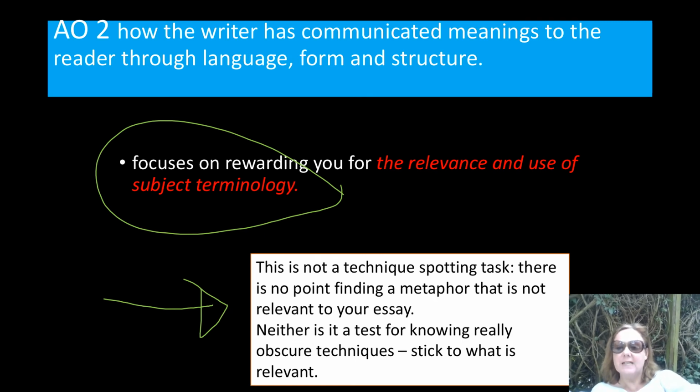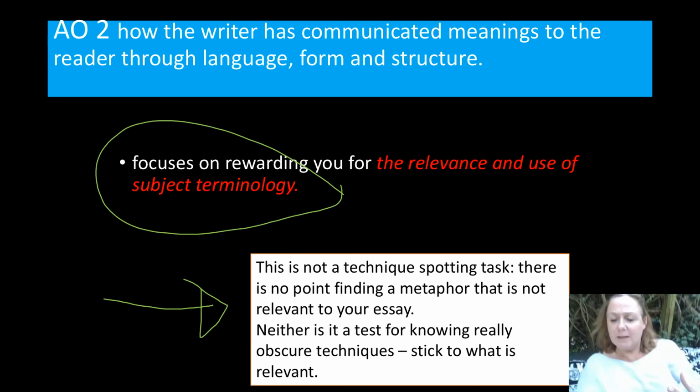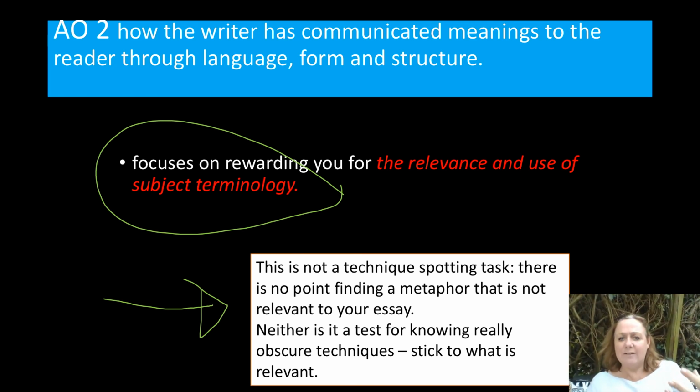So it's not a test for knowing really weird things or whether you can pick out the iambic pentameter, etc. It's stick to what's relevant. Speak about the idea of the soliloquy because of the importance of that in representing her power. I hope that makes sense. If you do have any questions, don't forget you can always ask us all.